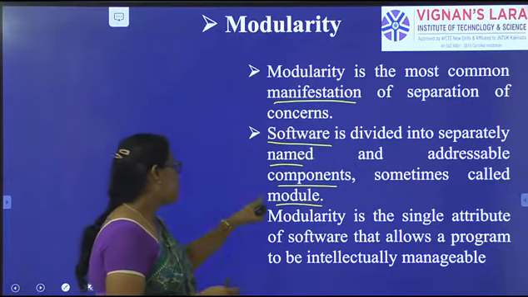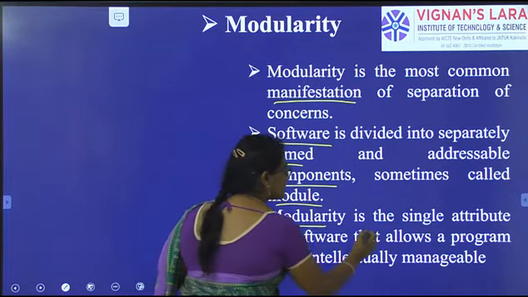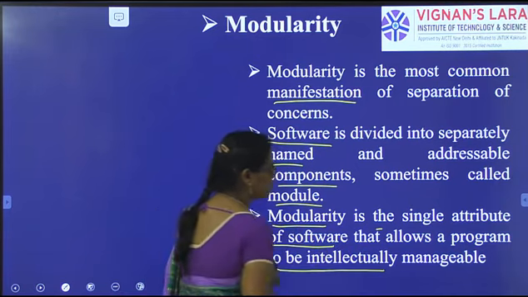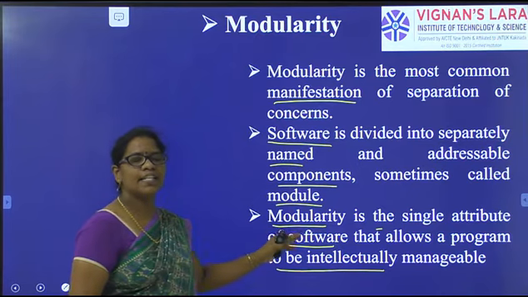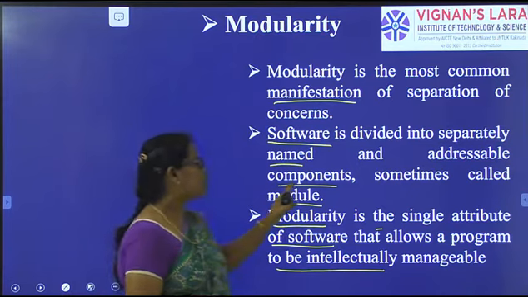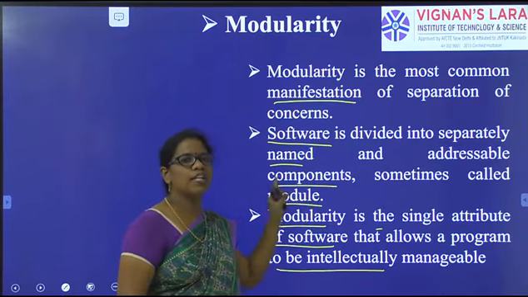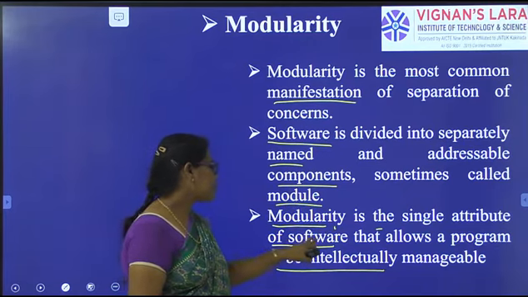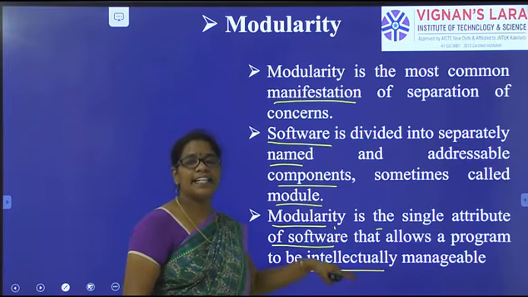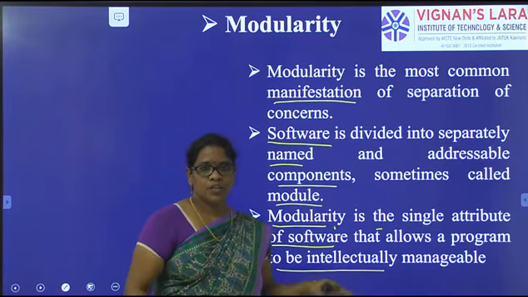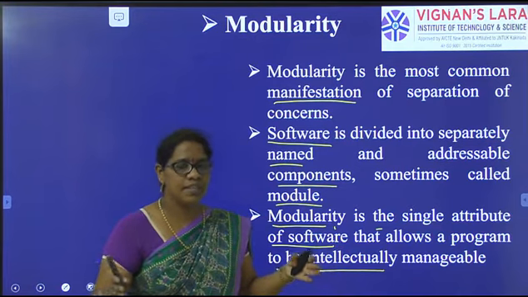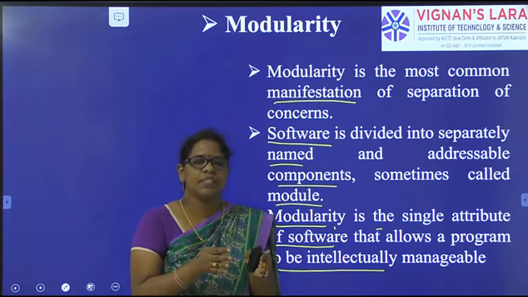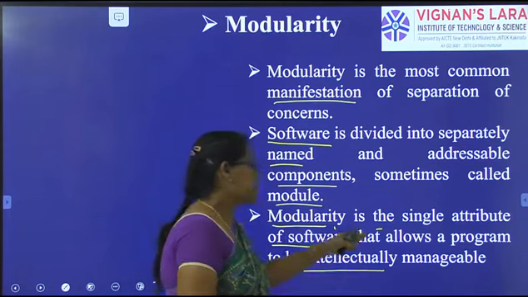A module. So modularity is a single attribute of software that allows a program to be intellectually manageable. That means whatever modules you divided, each module you are working on is called modularity. So managing the whole software is hard, but managing one module is easy. So that is intellectually manageable.